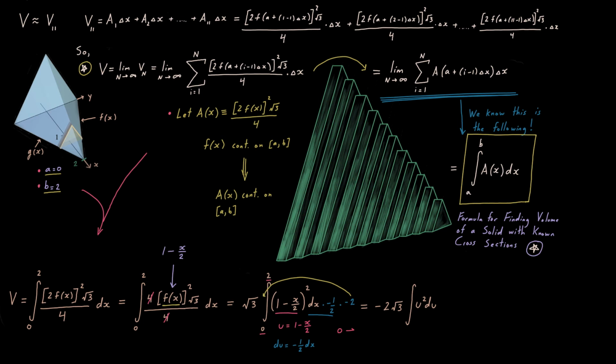I also need to change my bounds. 0 to 2 for x becomes 1 to 0 for u. And now I can flip that integral to make it a positive 2 root 3 on the outside. And this is a very simple integral giving me this. That is the number of unit cubes you can jam into that solid on the left. Again, the cross-section method is very powerful. It's not like revolution. We didn't revolve anything. We just made a commitment to project certain shapes from a given base.